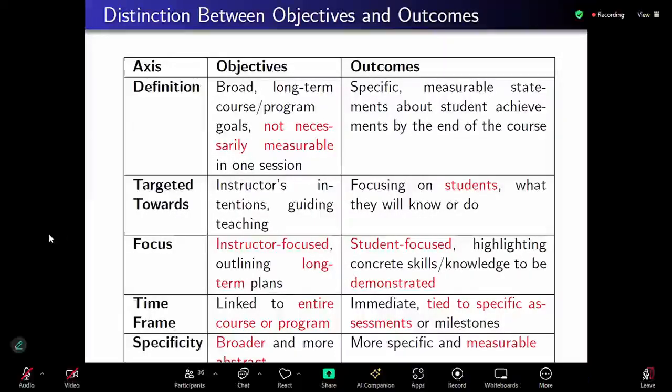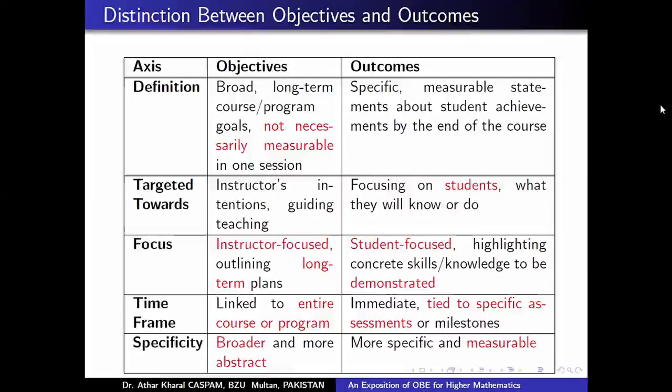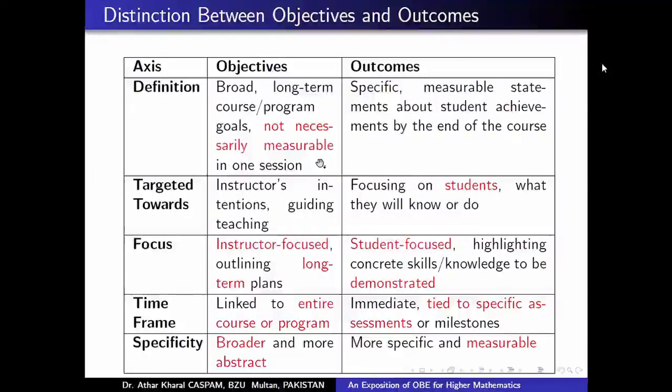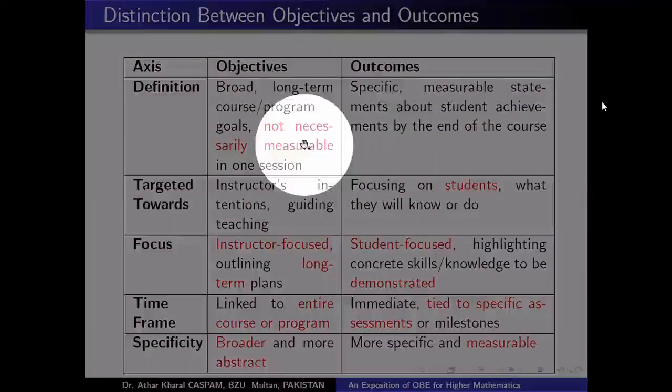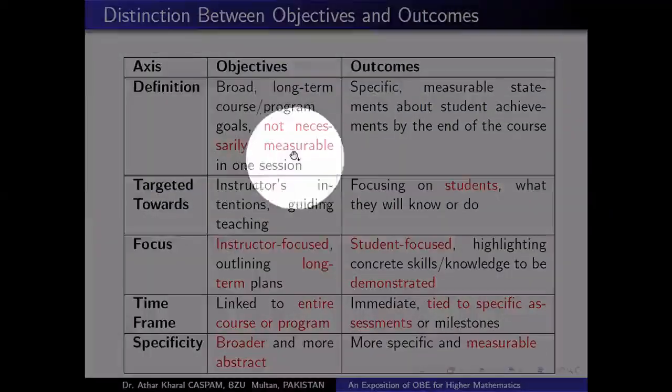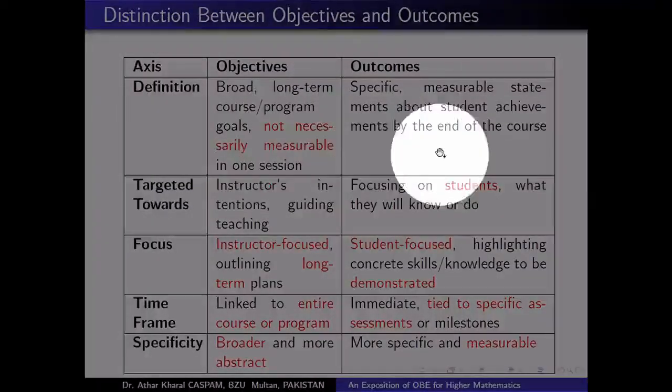This is a distinction I would like to reiterate. There is a difference between objectives and outcomes. First of all, the objectives are broad, whereas the outcomes are specific. And you can see I have made certain red color entries: not necessarily measurable. The objectives are not necessarily measurable, although we shall try to measure them or get some feeling of them. After so many years, we can calculate data of our graduates or something like this, but they are not clearly measurable. However, the outcomes have to be measurable.